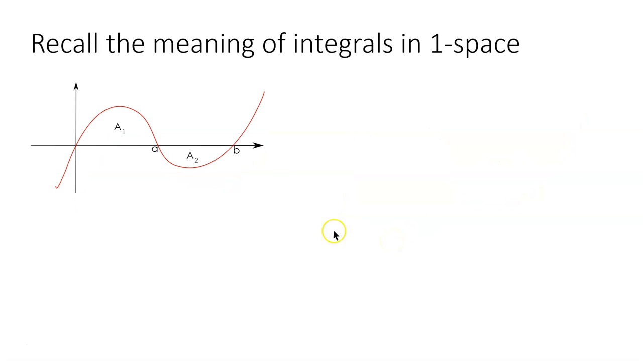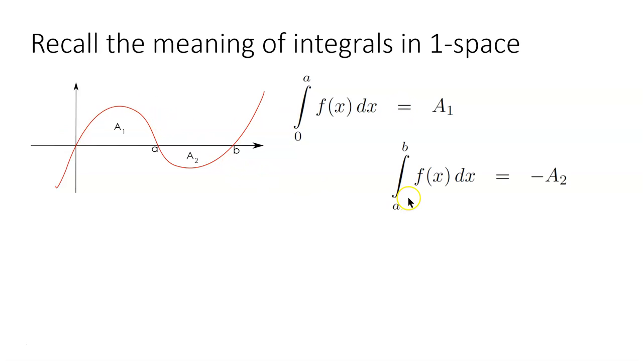So let's say we've got this curve, and if I integrate from 0 to a, it will give me A1 because that's positive the whole time. If I were to integrate from a to b, I would get negative the area of A2 because it's below the curve. If I integrate from 0 all the way to b, I get A1 minus A2.